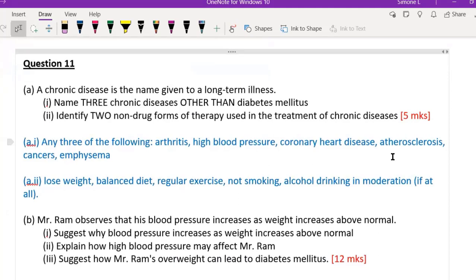Okay, so let's take a look at question 11. You would have looked at it already, and hopefully you would have written your own version of the answer. And this is part A. Part A, any three can be used to describe or name chronic diseases. And then non-drug forms of therapy, again, we have these options.